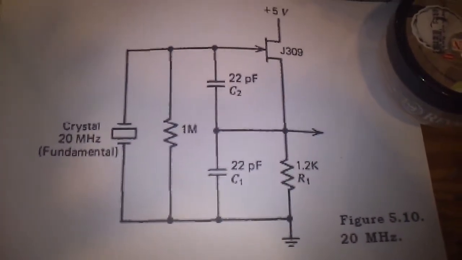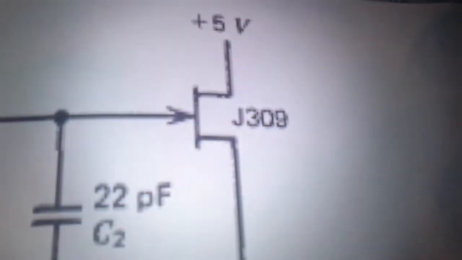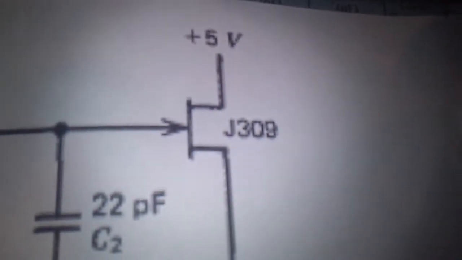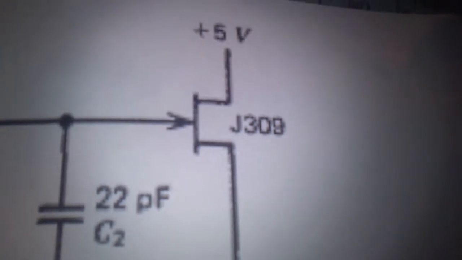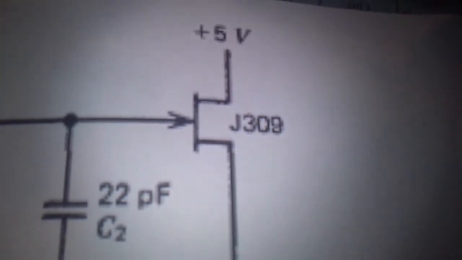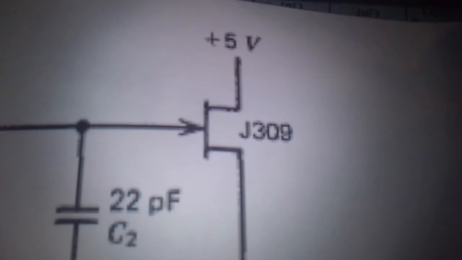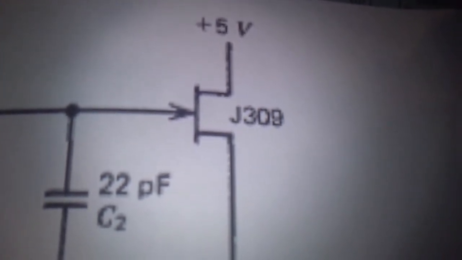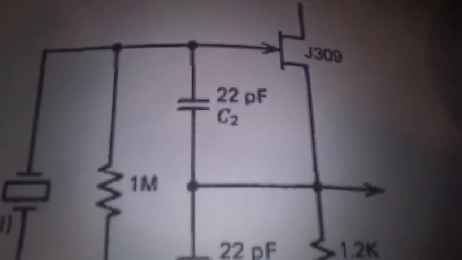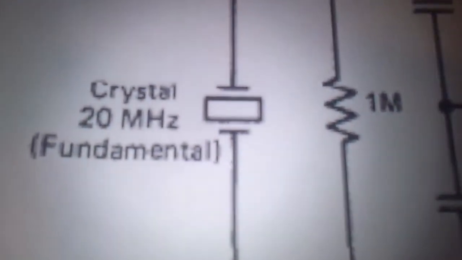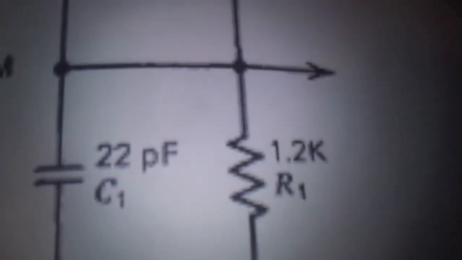Crystal based oscillator with J-FET transistor. Here is the transistor J309. You can use J310 or any other J-FET transistor, n-JFET. So when you change the crystal, the output frequency is going to change.